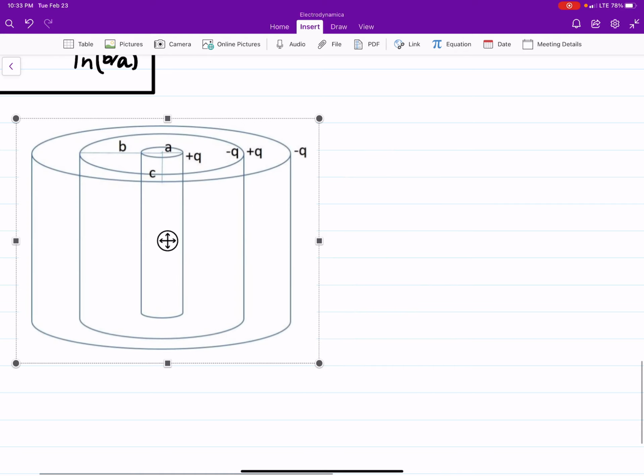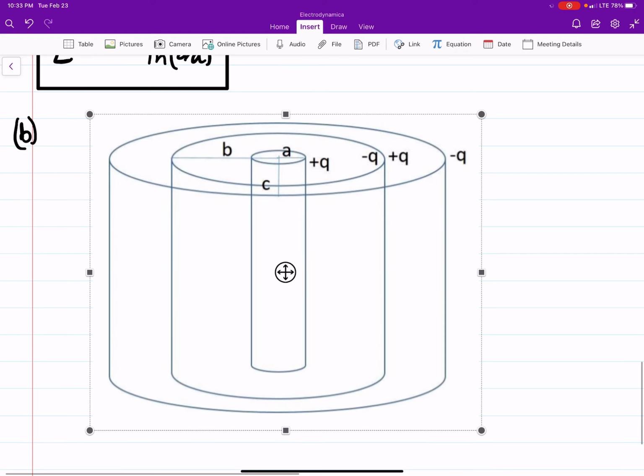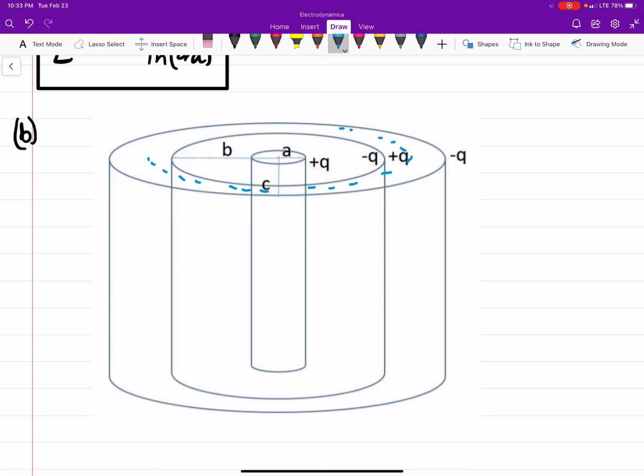So for part B, we want to go from between B and C. So our Gaussian surface would be somewhere in this region, and we'll give it radius r still.